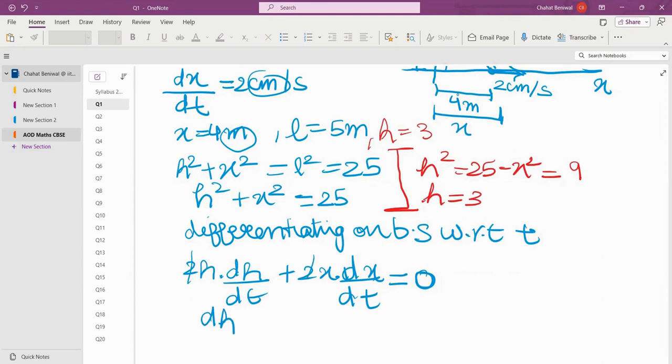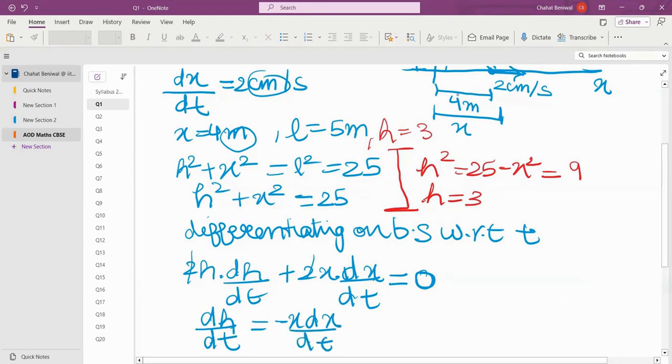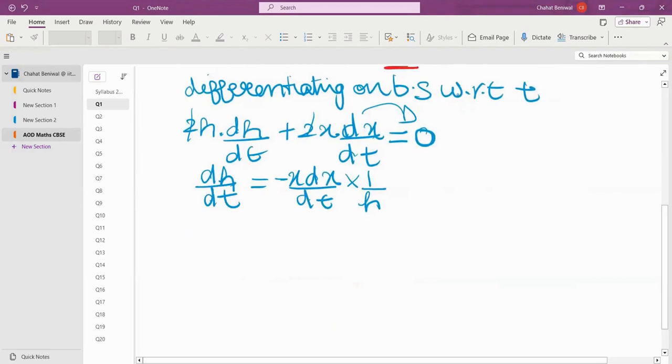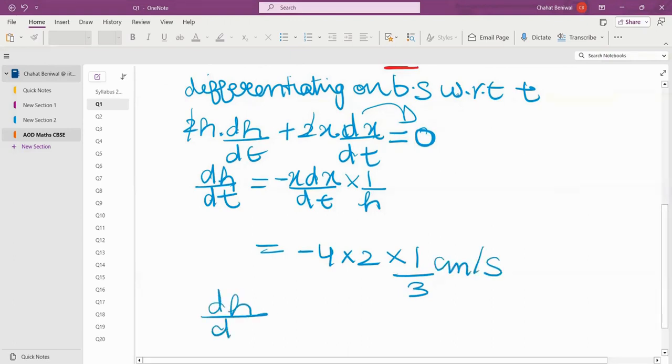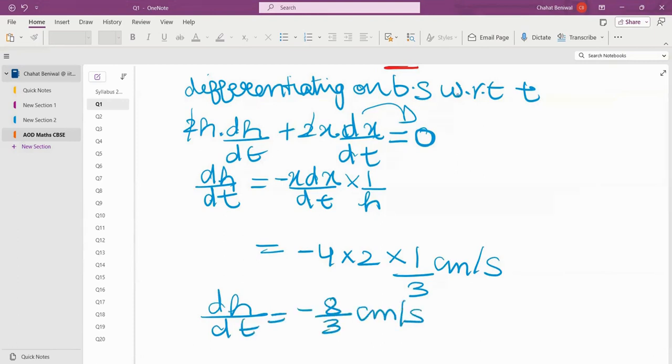So dh by dt is going to be minus x dx by dt into 1 by h. First we will shift this here and then shift h. Okay, so let me just substitute the values. So x is 4, dx by dt is 2, and 1 by h, so h we calculated, which is 3. And the unit is going to be centimeter per second. So dh by dt comes to be minus 8 by 3 centimeter per second, which is our answer.